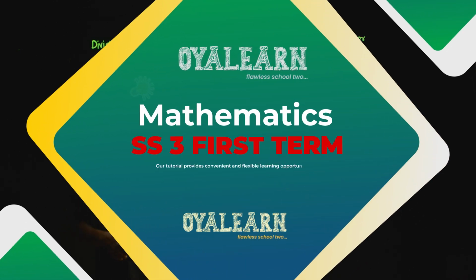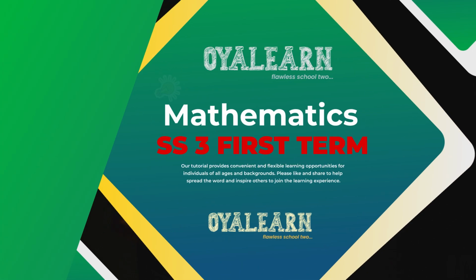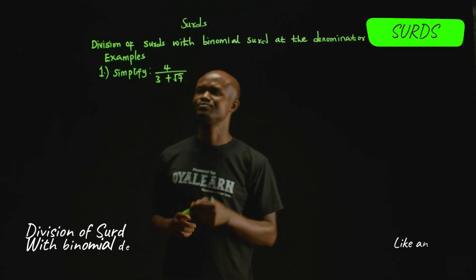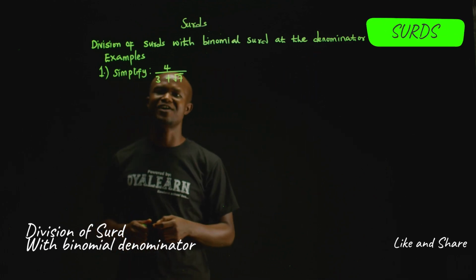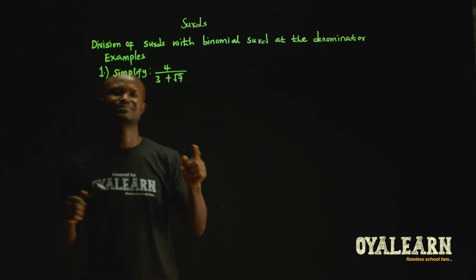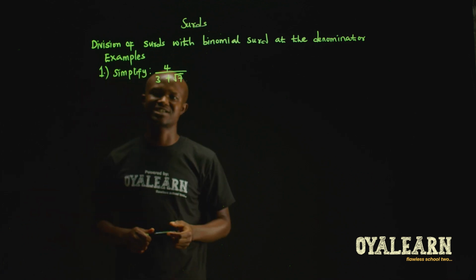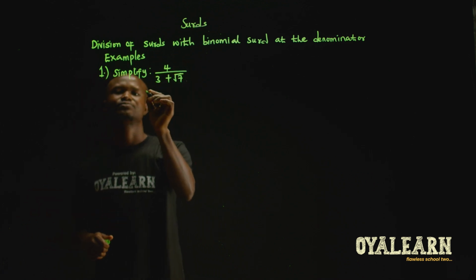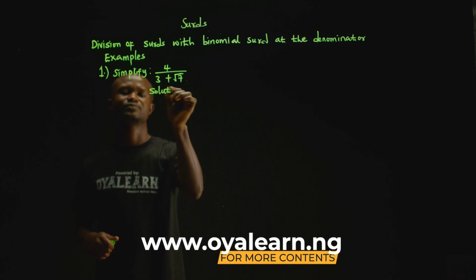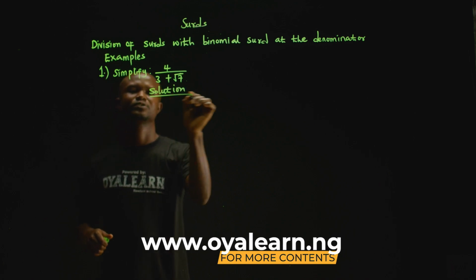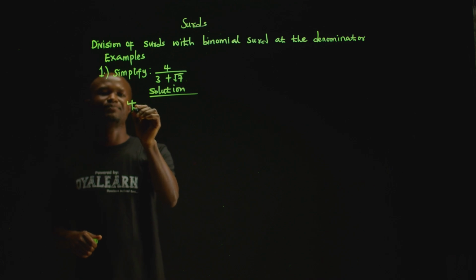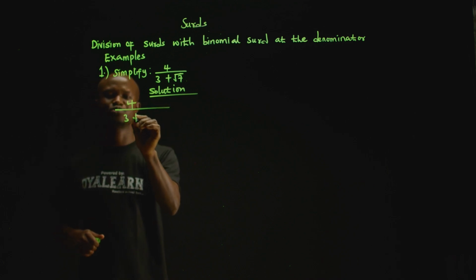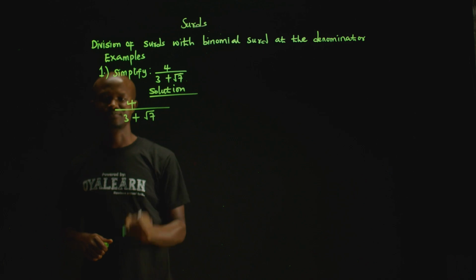Division of surds with binomial surd at the denominator. Examples. Simplify 4 divided by 3 plus root 7. Solution. We have 4 divided by 3 plus root 7.